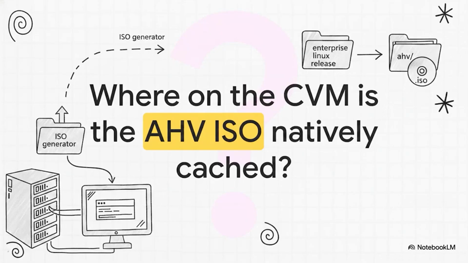Let's do a quick pop quiz to test your attention on that exact trap we just discussed. If you're on a CVM running AOS 6.8 and your generate_ISO command fails to include AHV, where exactly on the CVM do you look to find that natively cached hypervisor image? Think about it for a second. You are looking in the home/Nutanix/data/installer directory, into the specific Linux release folder, and finally into the AHV folder. Boom, that's where your perfectly matched ISO lives.